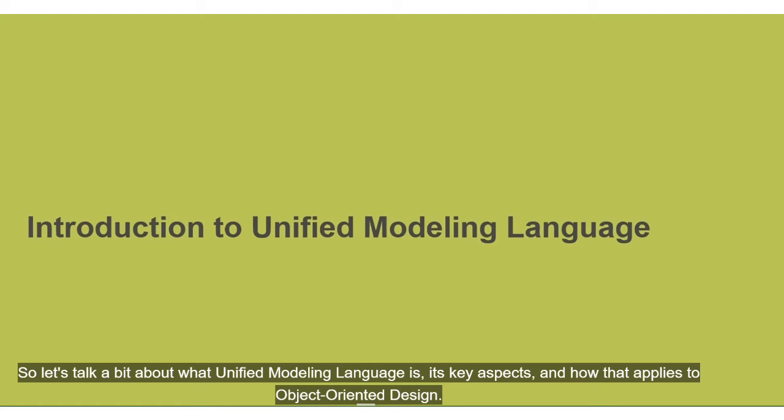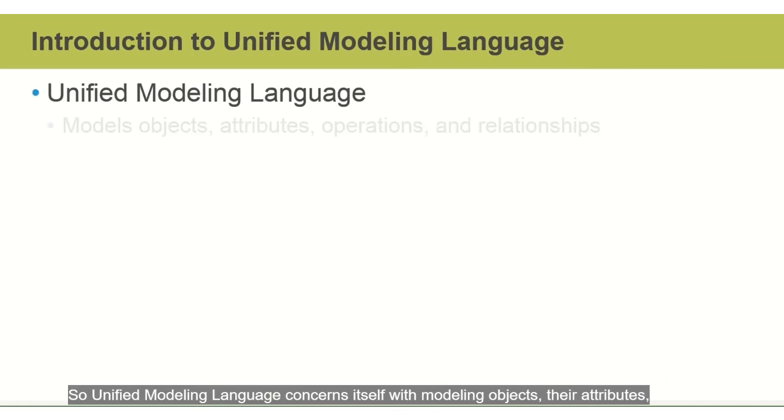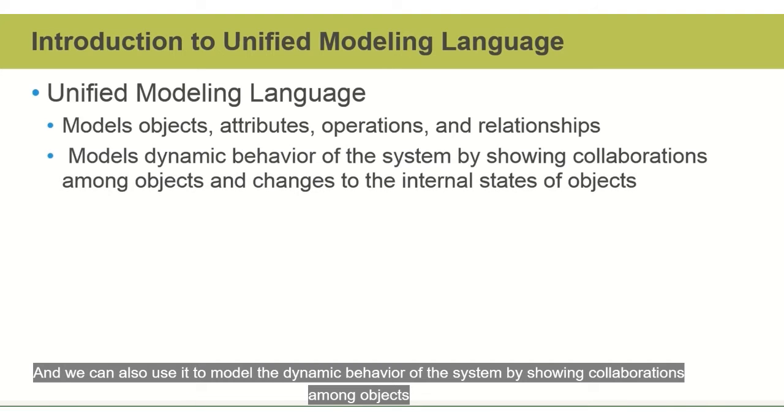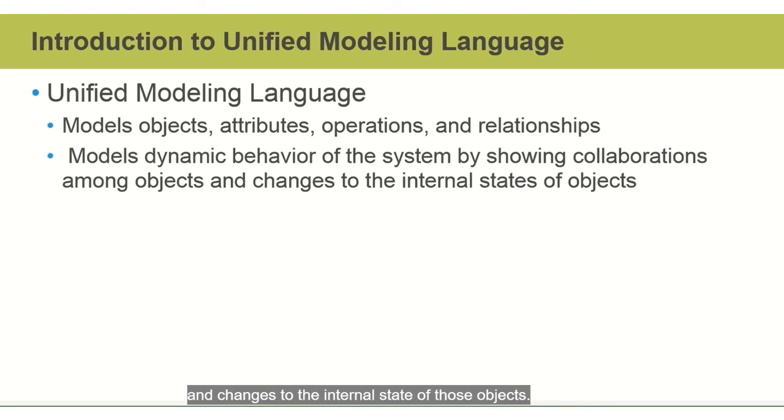So let's talk a bit about what Unified Modeling Language is, its key aspects, and how that applies to object-oriented design. So Unified Modeling Language concerns itself with modeling objects, their attributes, what they can do, their operations, and their relationships with other objects. And we can also use it to model the dynamic behavior of the system by showing collaborations among objects and changes to the internal state of those objects.